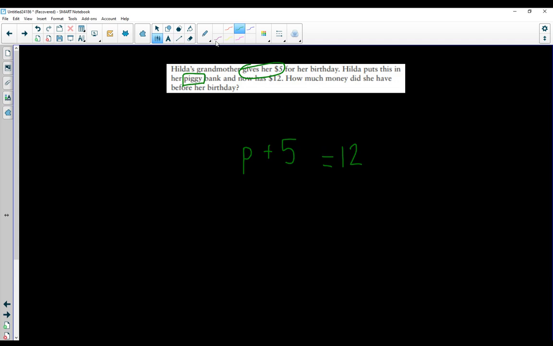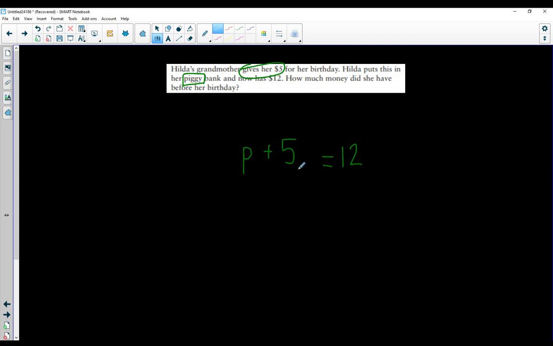Now the idea here is how can we use this information to solve for the unknown? How much did she start with before her grandmother's gift? You might already be able to see the answer, but we're going to use the proper steps. And the proper steps is to isolate this variable. What does it mean to isolate? To isolate the variable is to get it all by itself on one side of the equal sign. We do this by using opposite operations.